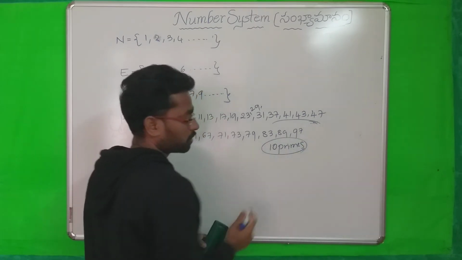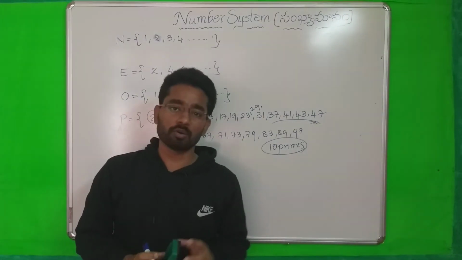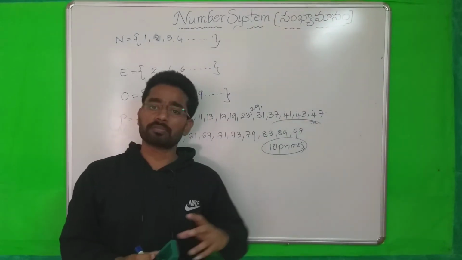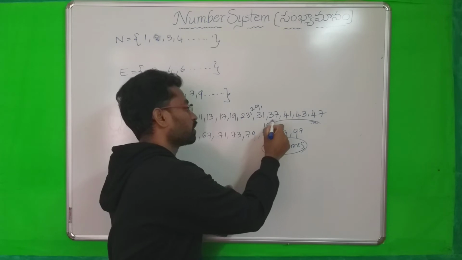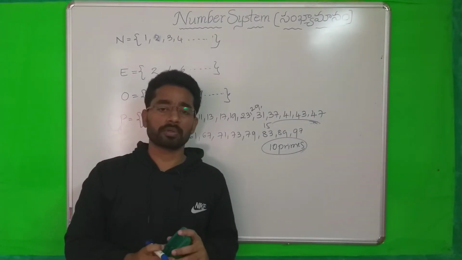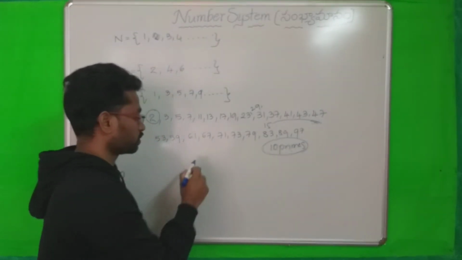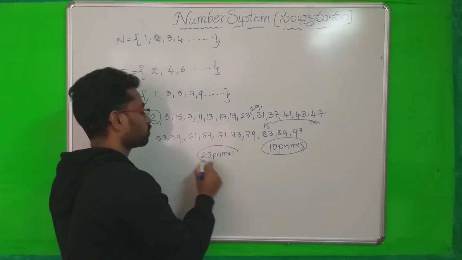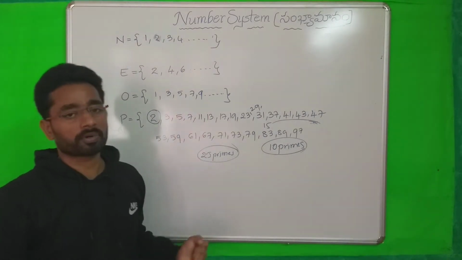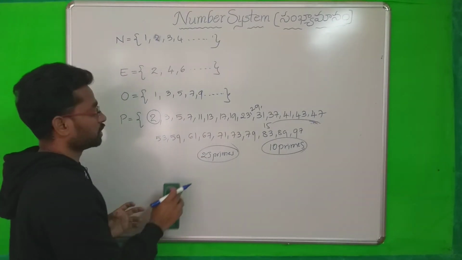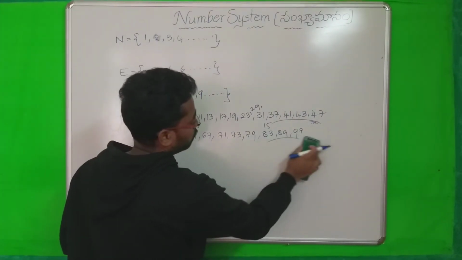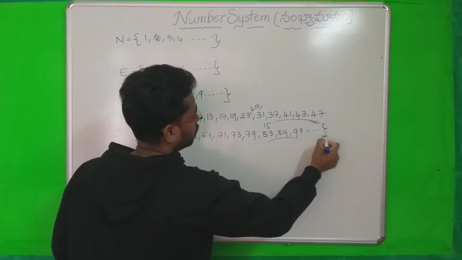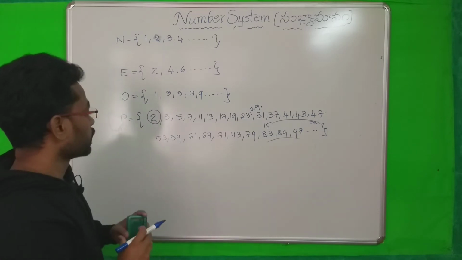So you can remember like that. From 50 to 100, how many primes are there? 10 primes. From 1 to 50, how many primes are there? 15. So total from 1 to 100, how many prime numbers? 25 primes. So these primes are very useful. You have to remember them while doing many problems. You can understand easily. So these are the primes, and in this I am going to say a few points about this.